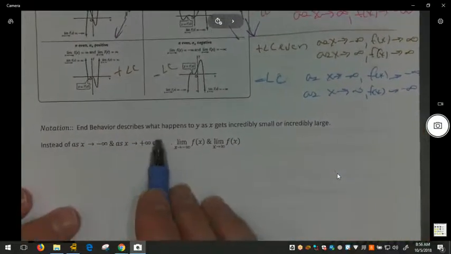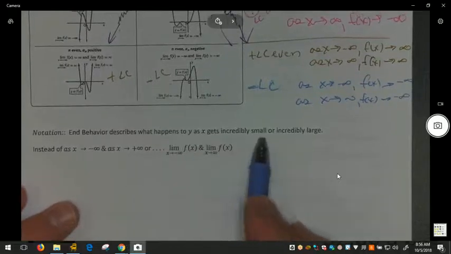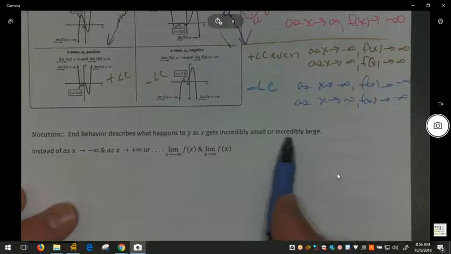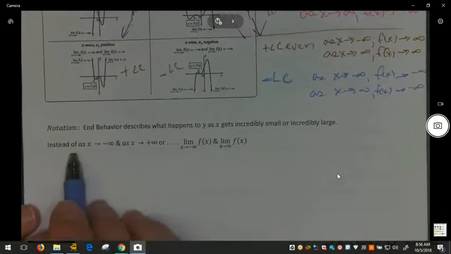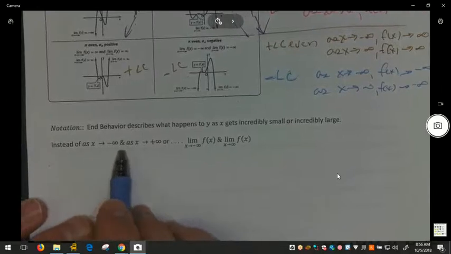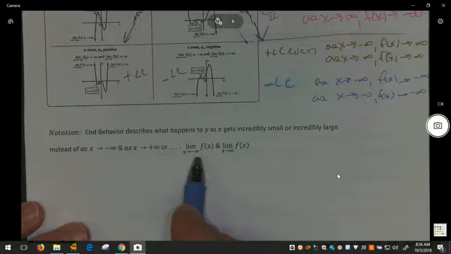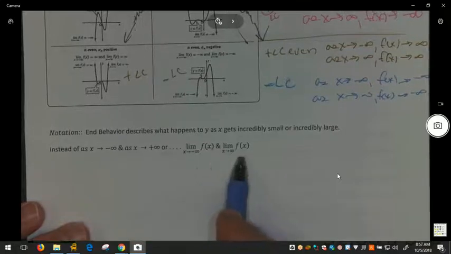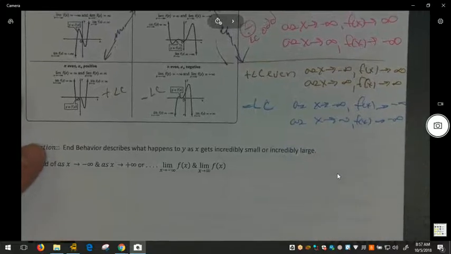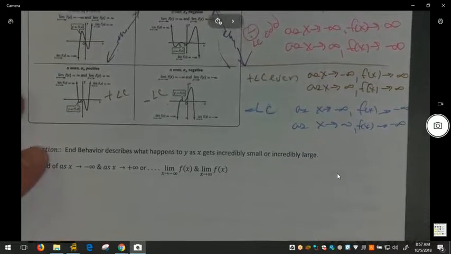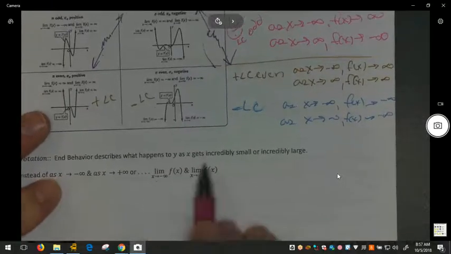End behavior describes what happens to y as x gets incrementally smaller or incrementally larger. So as x increasingly grows larger, or as x increasingly grows smaller. Instead of saying as x approaches positive infinity, we use what's called limit notation. At this point we're not really going to talk about limits till you get to calculus. We're talking about limit notation, and this is just saying the same thing.